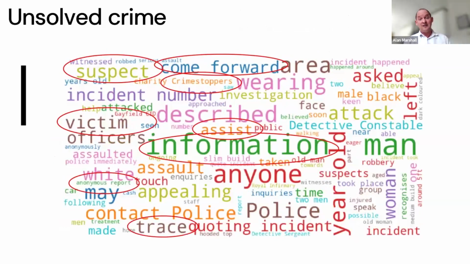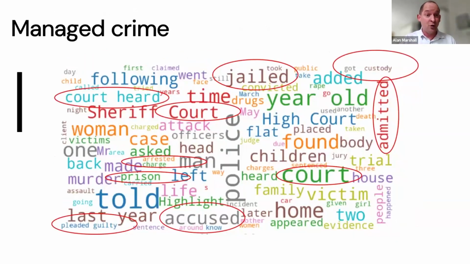and we were actually able to divide these into different forms of articles on crime. So we called this one unsolved crime. So it includes things like suspect, asking for people to come forward, anonymous report, trying to trace somebody, asking for information, asking for being assisted in inquiries. And we contrasted that with managed crime, which was more about the process of sentencing. So we saw here words like prison, court, jailed, pleaded guilty, and so on.